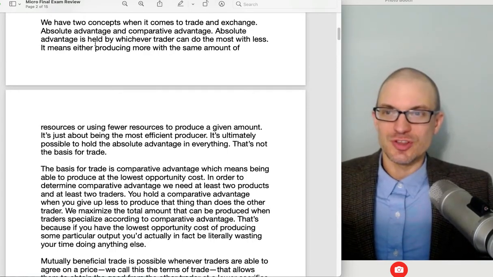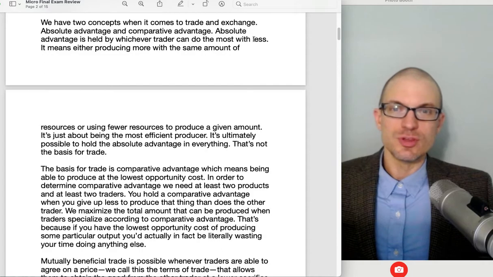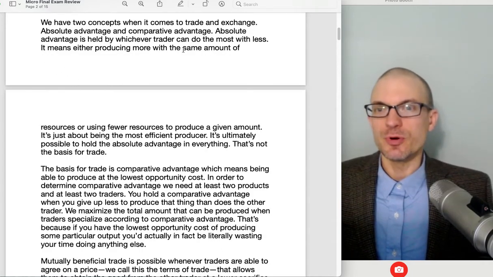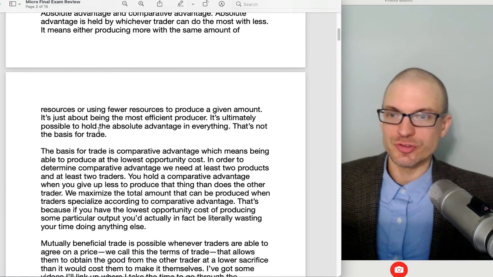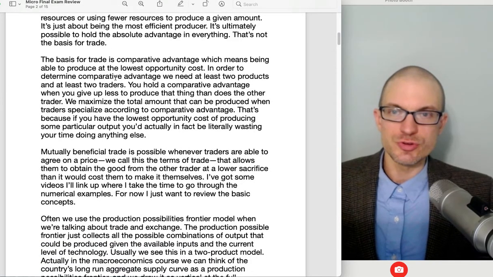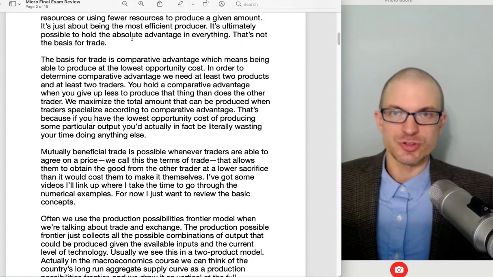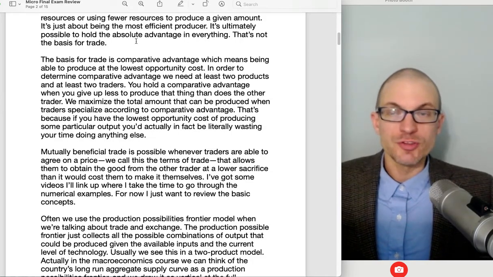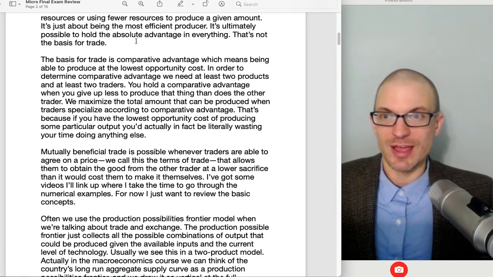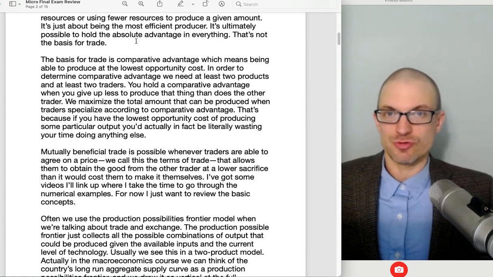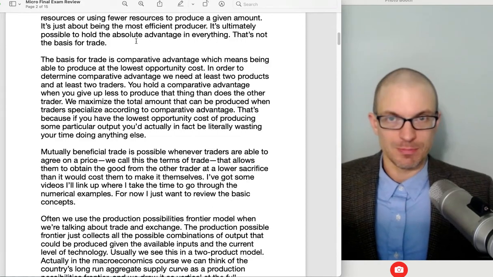Absolute advantage is just held by whichever trader can do the most with the least. It means either producing more with the same amount of resources or using fewer resources to produce a given amount. It's just about being the most efficient producer. It's not about saying who should specialize or anything along those lines. I mean, it's ultimately possible to hold the absolute advantage in everything, and it doesn't mean that that trader couldn't gain from trading. It's not the basis for trade.